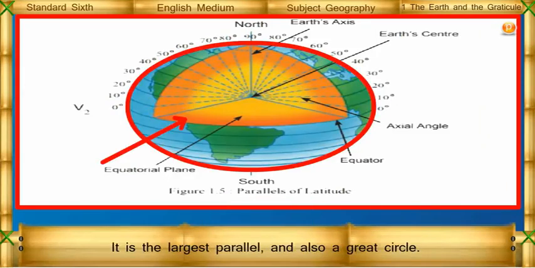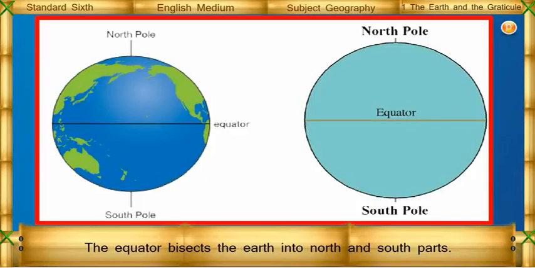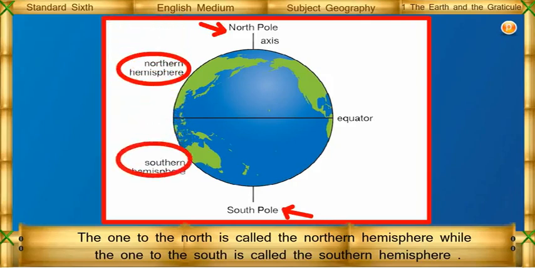It is the largest parallel and also a great circle. The angular distance of other parallels towards the north and south goes on increasing away from the equator. The equator bisects the earth into north and south parts. The one to the north is called the northern hemisphere, while the one to the south is called the southern hemisphere.